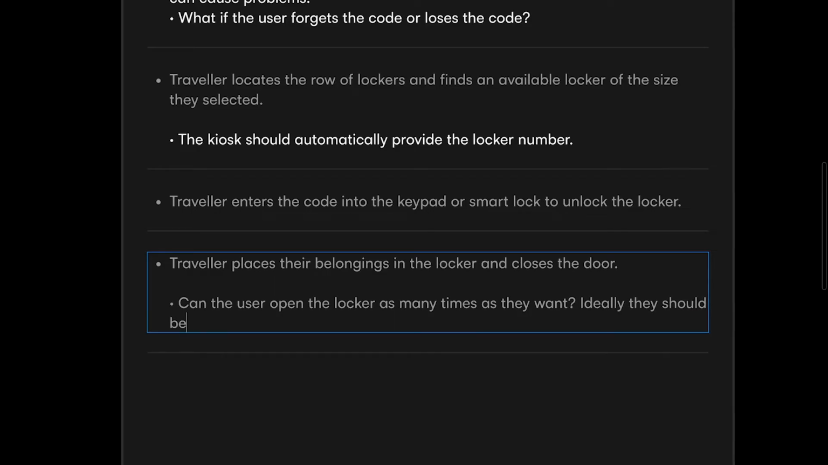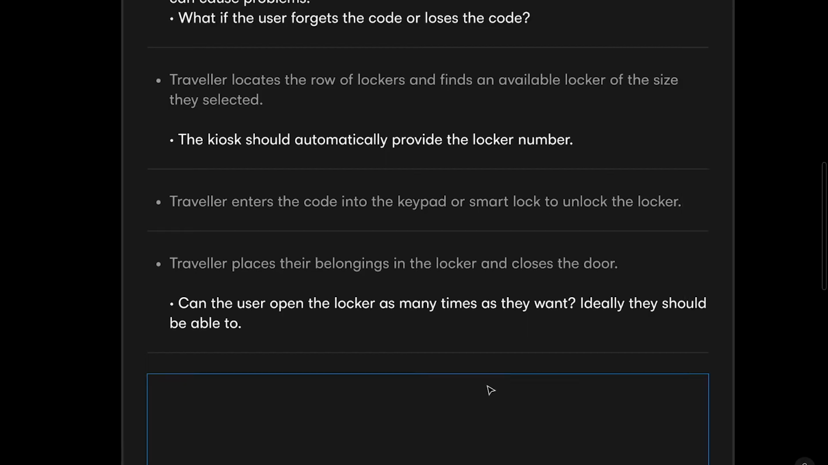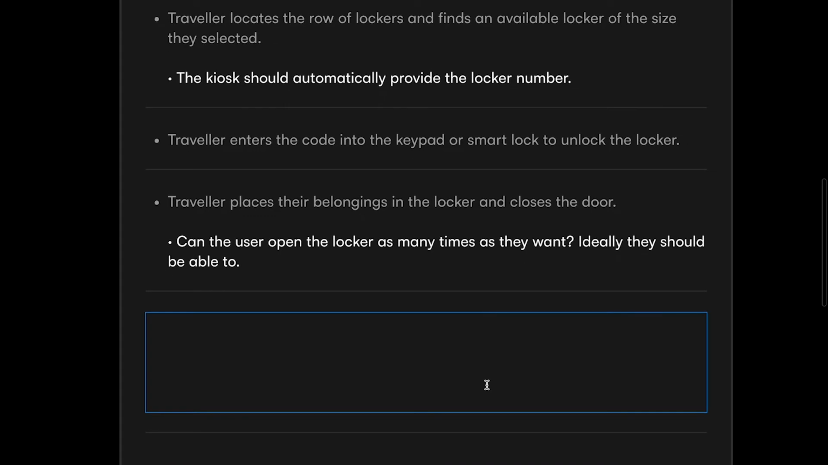They should be able to, right? So it's important that I should be able to open the locker as many times as I want to use it. All right, so I'm going to go ahead and set this to 100, obviously, if it falls under my time frame.